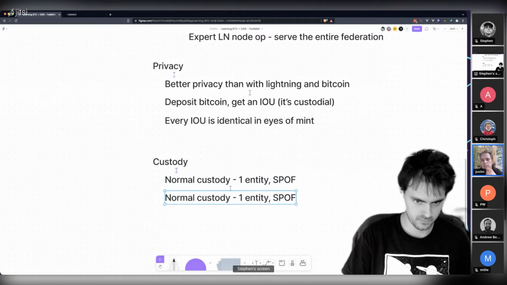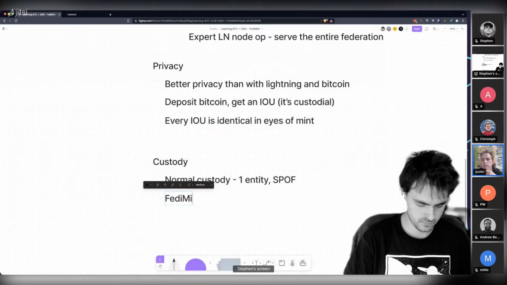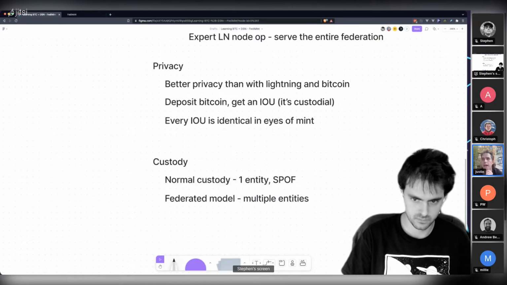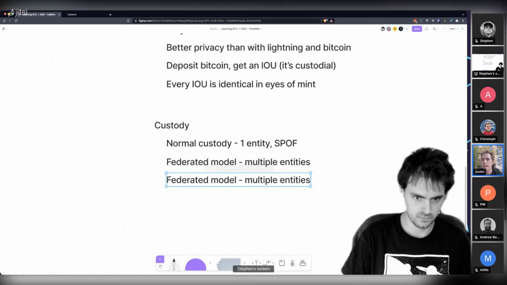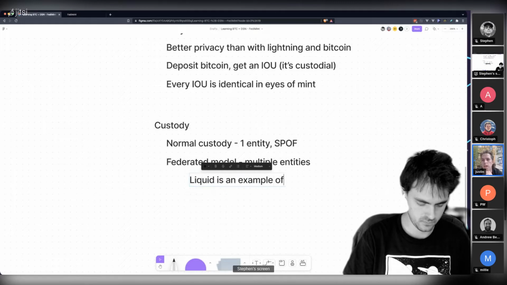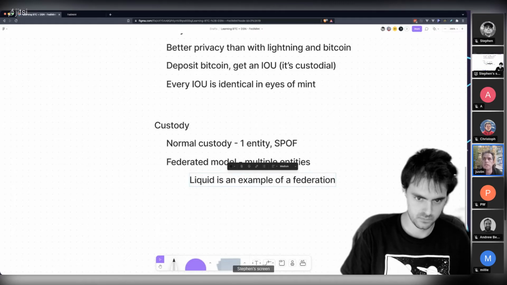One example of this is Liquid. Liquid is a federation, right? It's a second layer blockchain that has a bunch of features that don't exist on Bitcoin. For example, confidential transactions, where the amount is hidden, or confidential assets. I think you can't even see what the asset is, and you can't see the amount either. And so FediMint works similarly underneath.